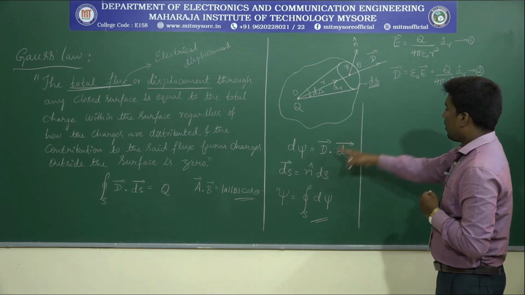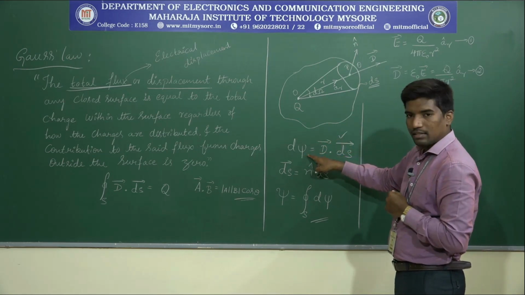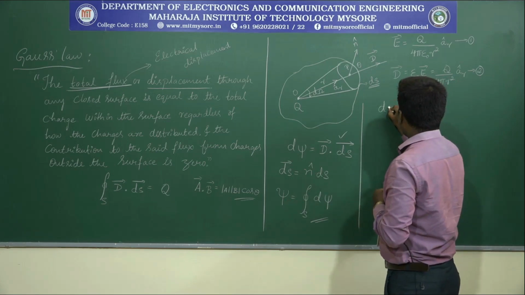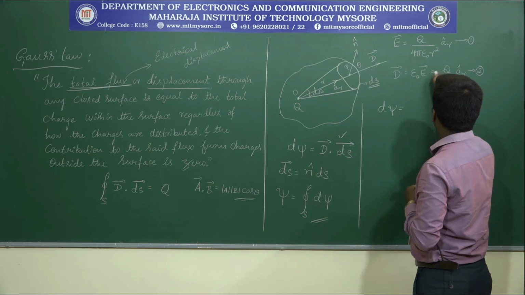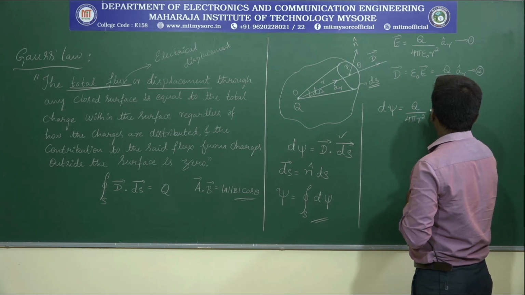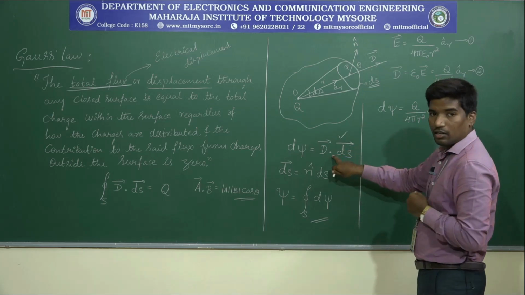Now the agenda is to calculate d psi, then integrate all the d psi's in order to obtain the total flux. So d psi is equal to D dot ds. What is D? Q divided by 4 pi R square into a cap R, dot. So we are considering the dot product.